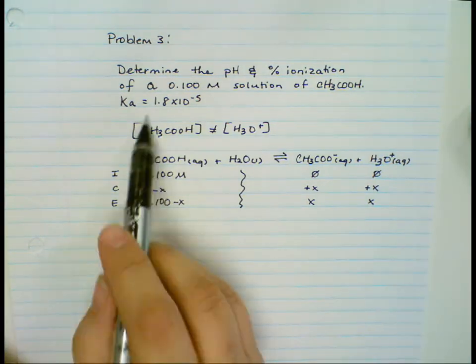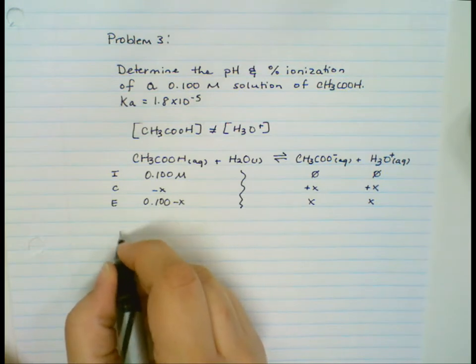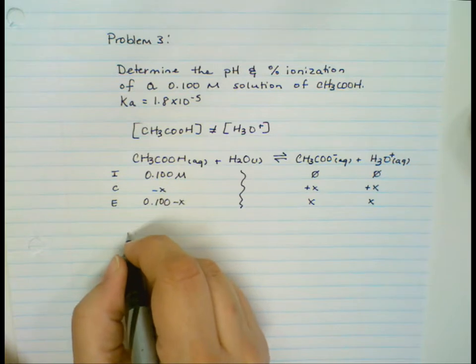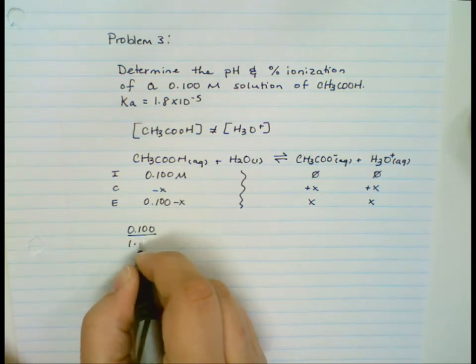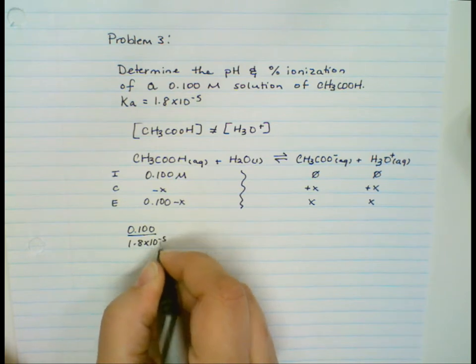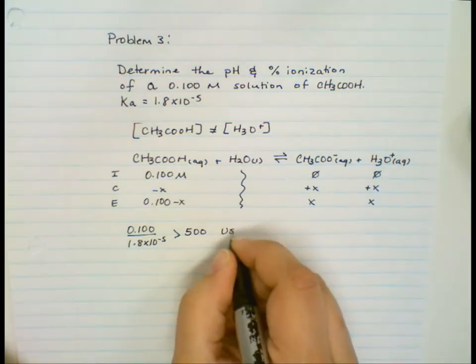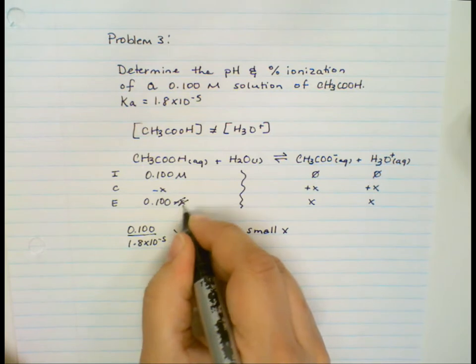All right, so we end up with this as our ice table, but our Ka value is 1.8 times 10 to the negative 5, and that's a very small number. And so because that's a small number, we should be tipped off to the fact that we can use a small x approximation. So to determine if I can use the small x approximation, I'm going to do my initial concentration, which is 0.1, divided by 1.8 times 10 to the negative 5, and I get a number that is way bigger than 500, so I'm going to use small x. And so that's why I'm going to neglect this x on the bottom here.